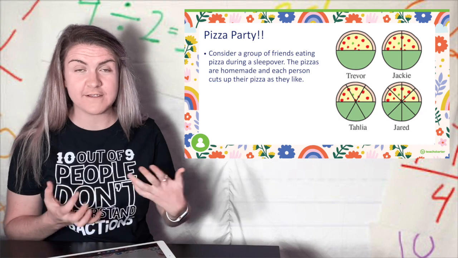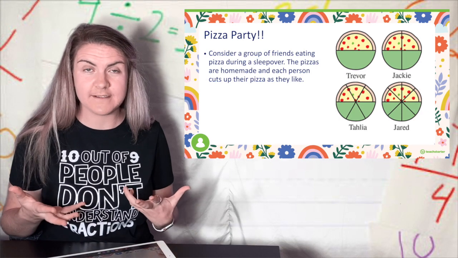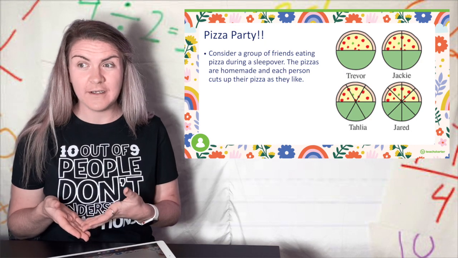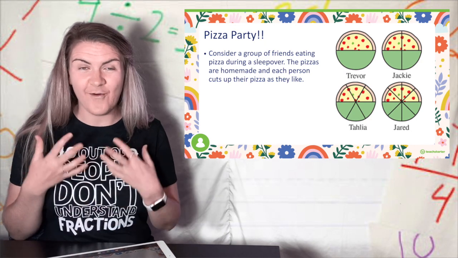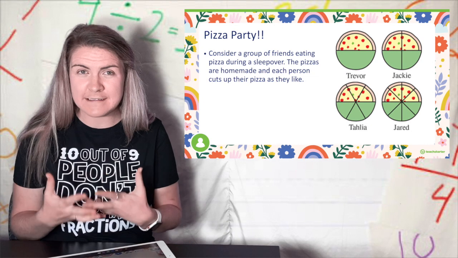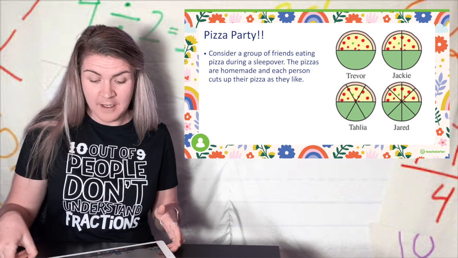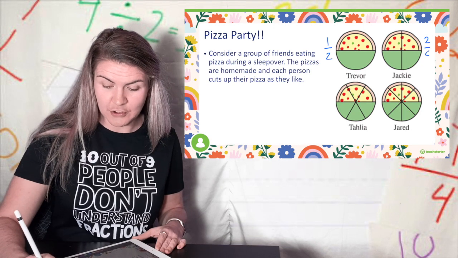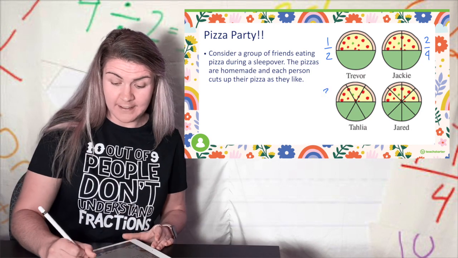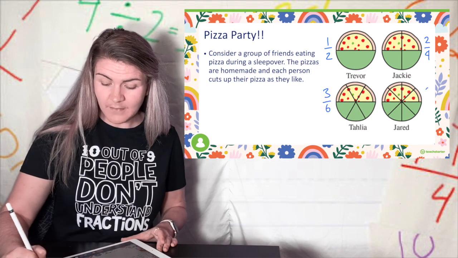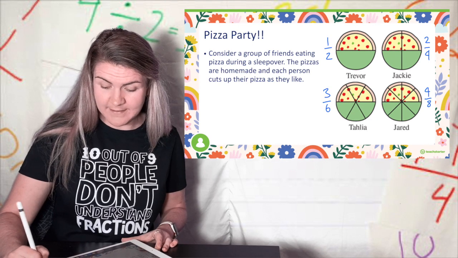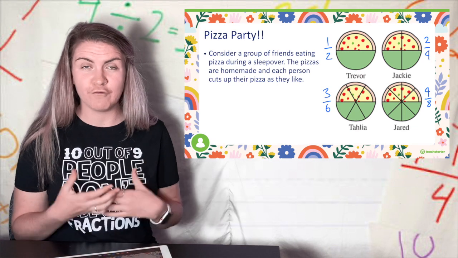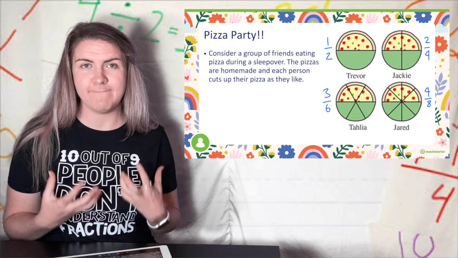While they're watching their first movie, they're eating a bunch of pizza. At the end of the movie, this is what they look like. We can see that all of them have eaten the same amount of pizza, but Trevor has 1/2 left, Jackie has 2/4 left, Talia has 3/6, and Jared has 4/8. But we can see that all of these fractions are representing the same amount.